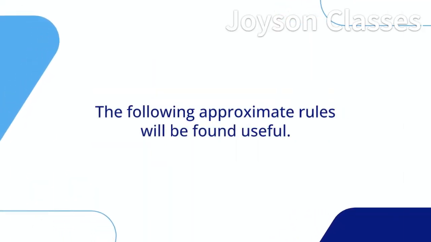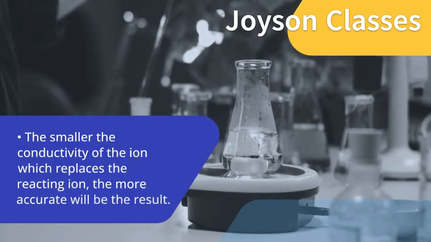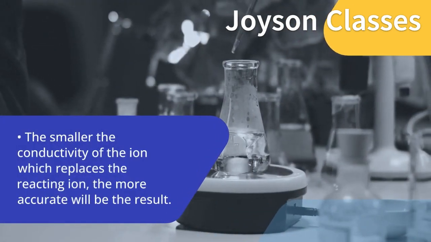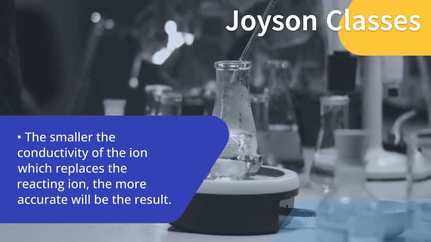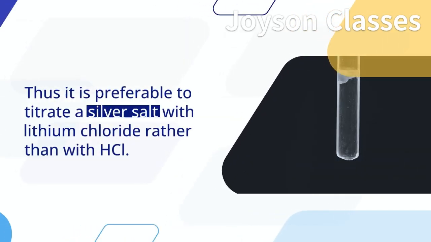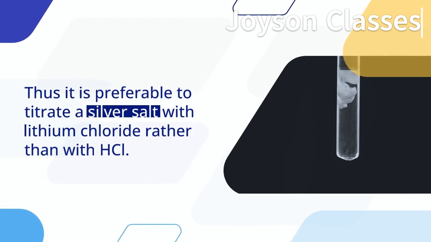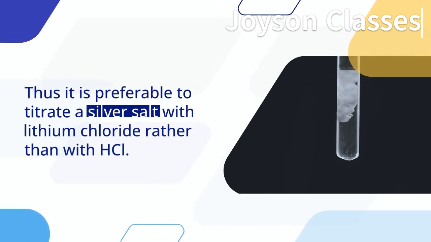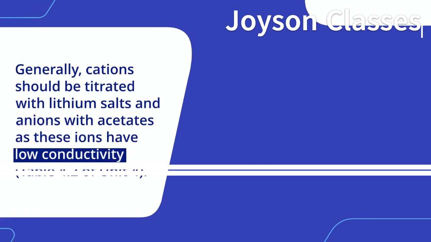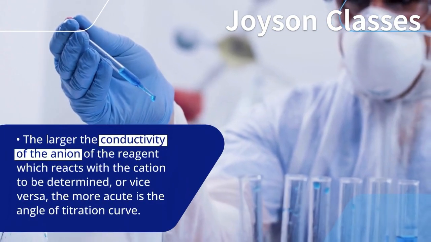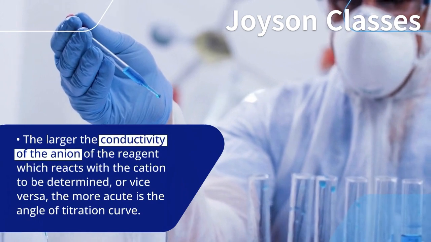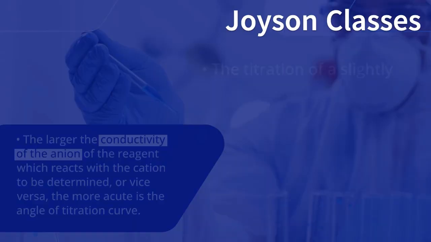The smaller the conductivity of the ion which replaces the reacting ion, the more accurate will be the result. Thus it is preferable to titrate a silver salt with lithium chloride rather than with HCl. Generally, cations should be titrated with lithium salts and anions with acetates, as these ions have low conductivity. The larger the conductivity of the anion of the reagent which reacts with the cation to be determined, or vice versa, the more acute is the angle of the titration curve.